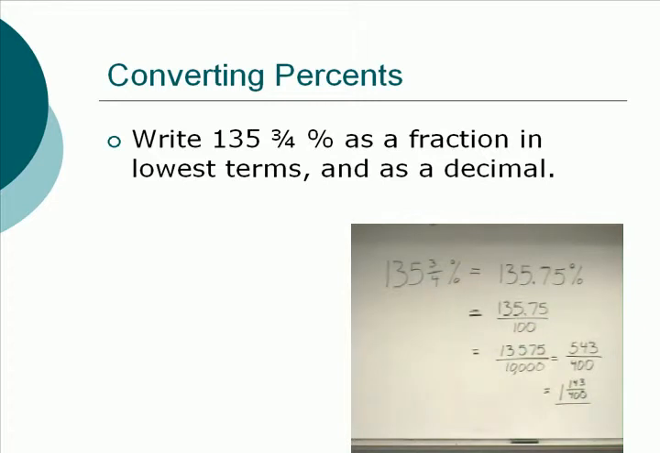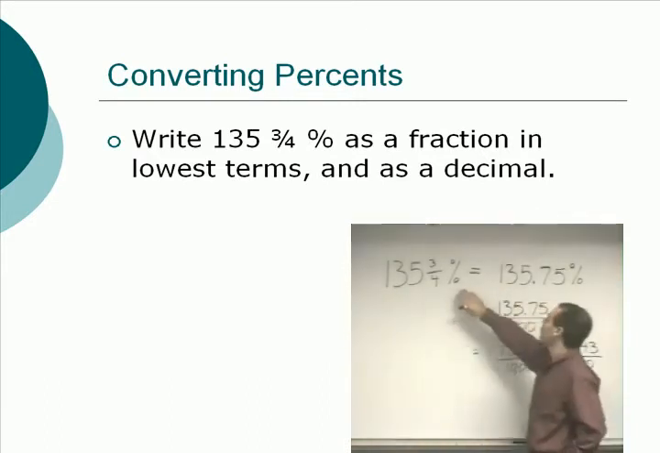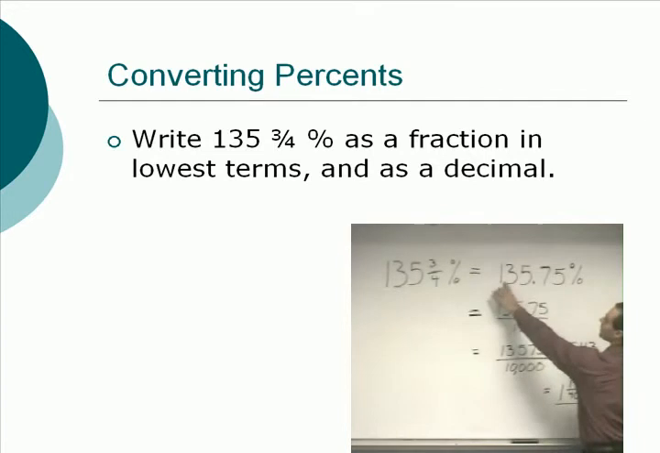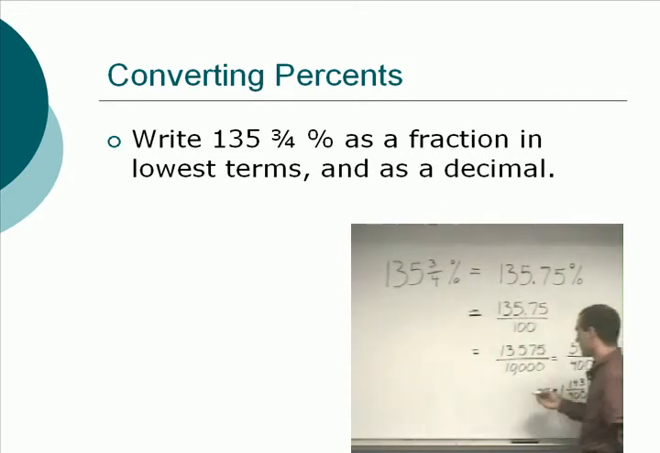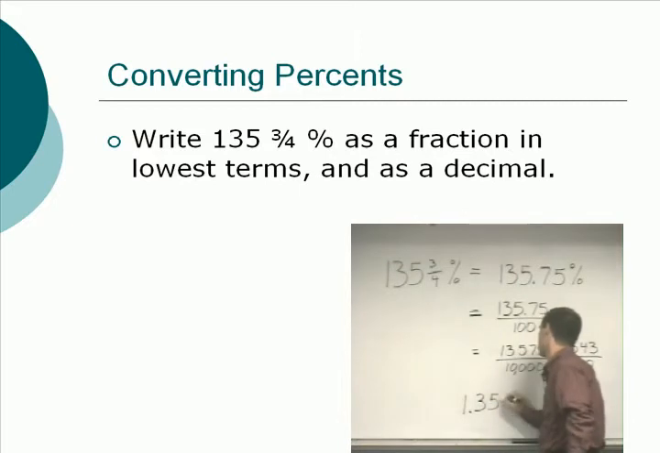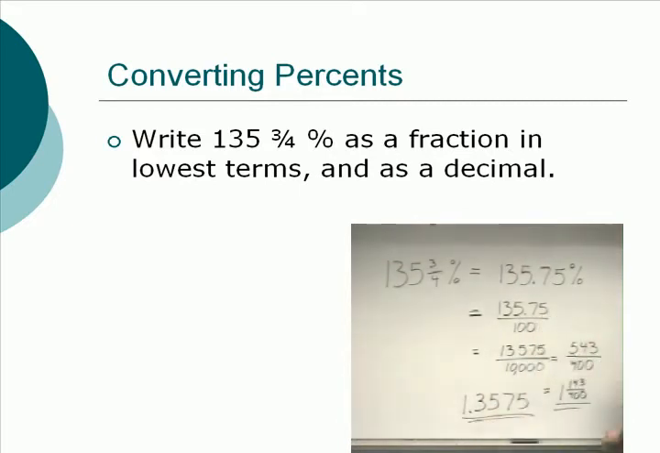Now, the easy question is convert that to a decimal. 135 3/4% is 135.75%, what do you do to move that to a decimal? And that becomes 1.3575. And there they are as a decimal and as a reduced fraction, and we're done.